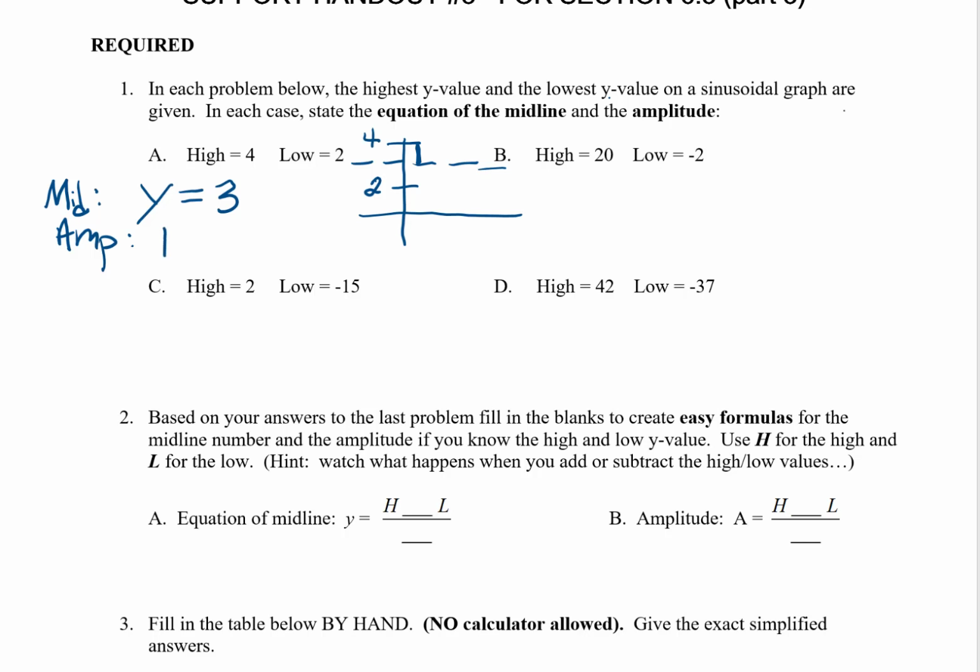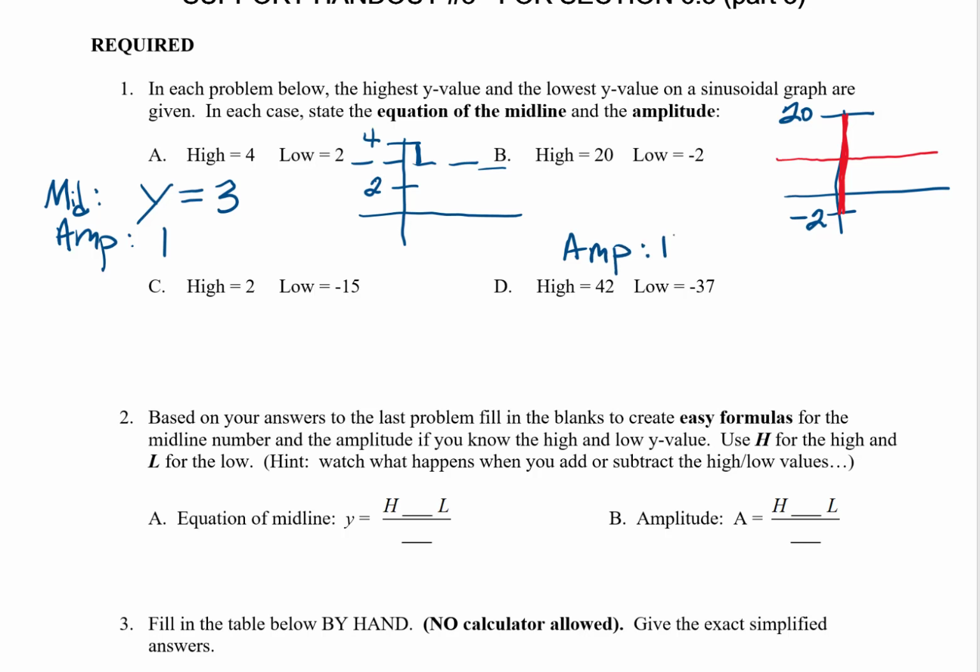Letter B, now we've got a high of 20 and a low of -2. Now this one's a little harder to figure out in our head. How could I do this? Well, the total distance from 20 down to -2 would be 22, 20 in the positive part and 2 in the negative part. So that means the amplitude would be half of that distance, right? Because the amplitude is just from the middle to the top or bottom. So I think we figured out the amplitude must be 11, half of 22.